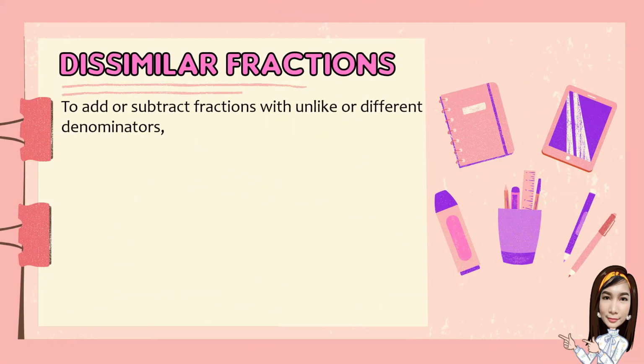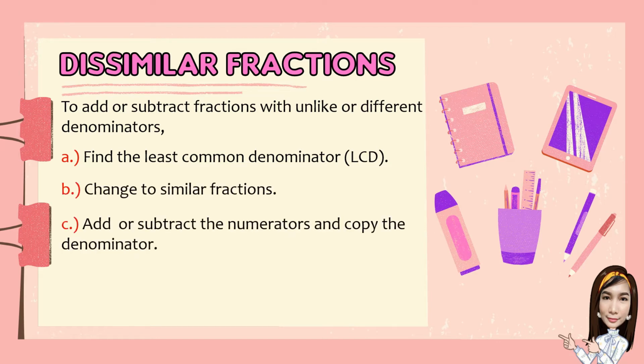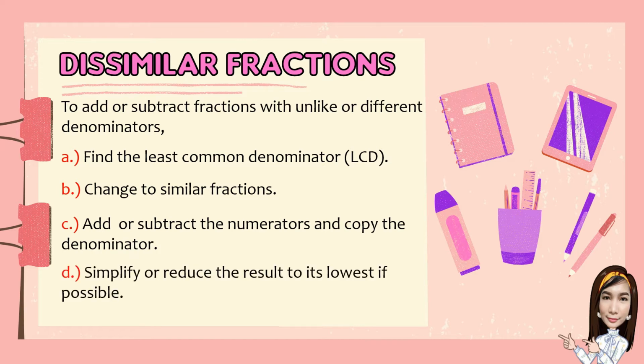To add or subtract dissimilar fractions, first, find the least common denominator or LCD. Second, change to similar fractions. Third, add or subtract the numerators and copy the denominator. Fourth, simplify or reduce the result to its lowest terms if possible.